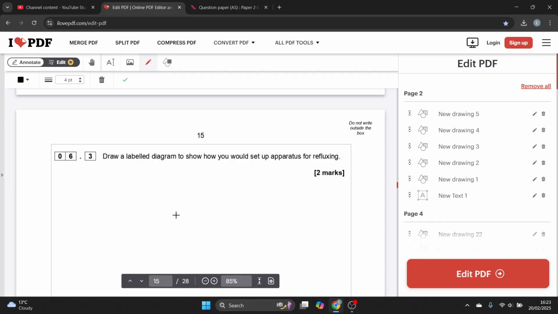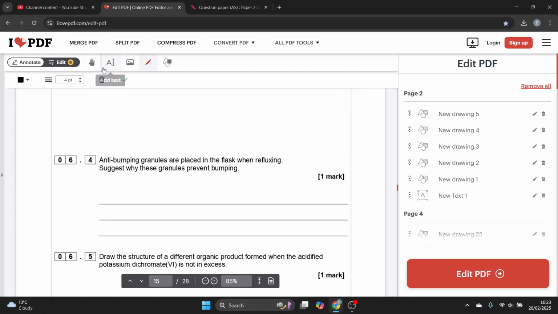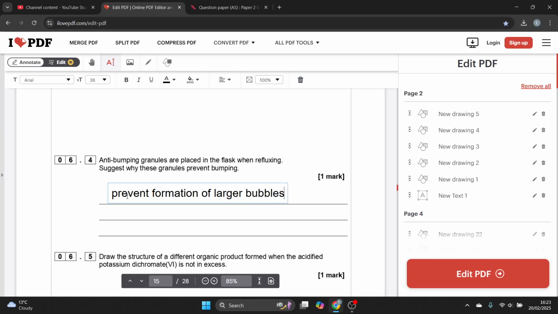Next, draw a labelled diagram to show the apparatus set up for refluxing. In this question, I'm just going to skip it, it's just how well you memorize the diagrams. The mark scheme is just saying flask with condenser vertically above it, flask and condenser labelled. Suggest why granules prevent bumping: they prevent formation of larger bubbles, or you could say form smaller bubbles.